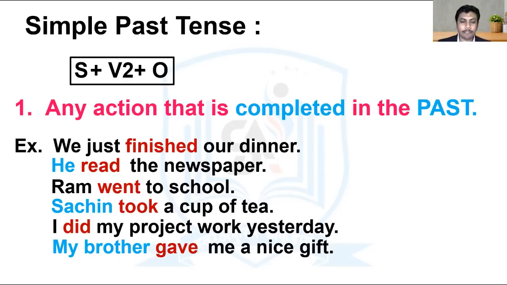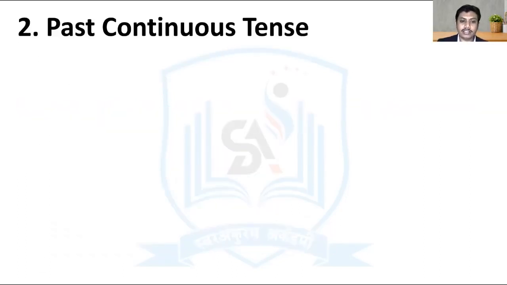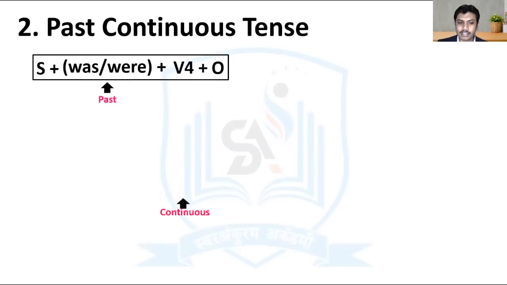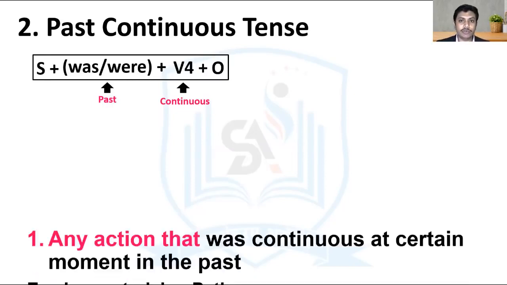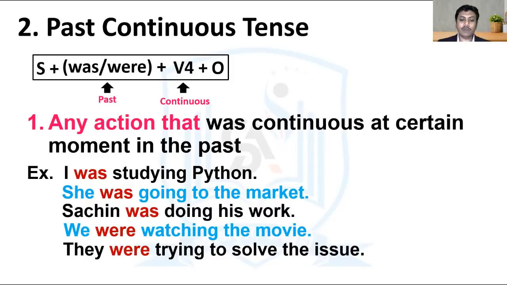Simple thing to understand. Now, when we talk about past continuous, at that time we only know one specific thing, that is nothing but was plus V4, were plus V4. In present continuous, we use am, is, are plus V4. Now, any action that was continuous at any specific moment, we use past continuous. Nothing to think too much about it. It's a simple structure to use. I was studying Python. What I was doing yesterday, I was studying Python.